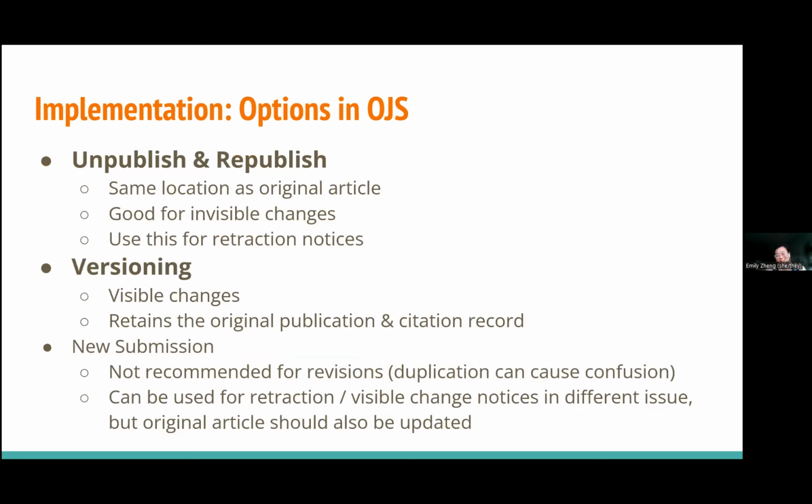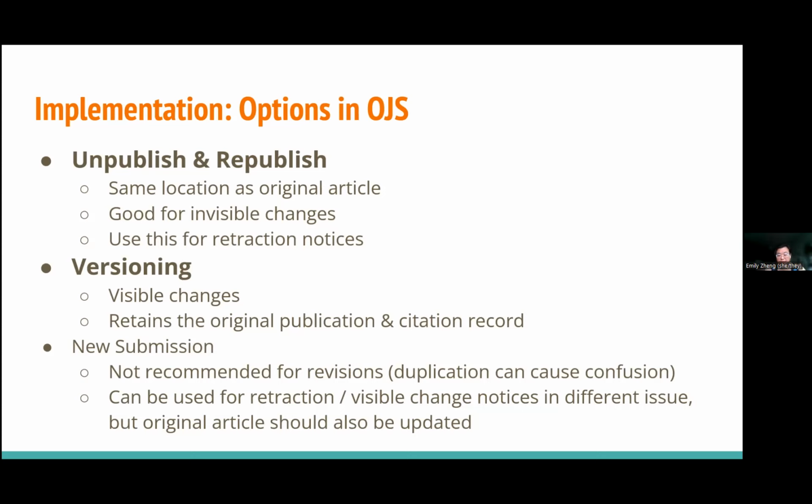Okay, now I'm going to talk about the more practical side of how to actually implement these changes in OJS software. OJS has two main mechanisms for making post-publication changes. The first one is to unpublish and republish something in the same location as the original article. These are really good for invisible changes that you want to minimize, such as contributor name changes or small typographical errors that have no bearing on the content of the publications.